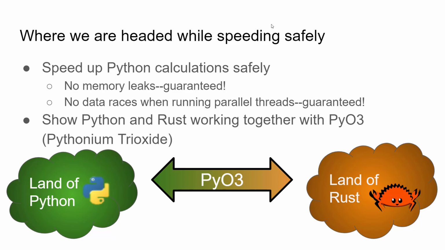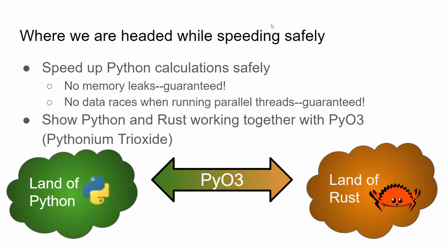Rust guarantees that you will not have memory leaks. Rust also has guarantees of no data races when running parallel threads, which is really important because data races can be difficult to debug. They may not show up in your test code, and they may only intermittently show up in production.